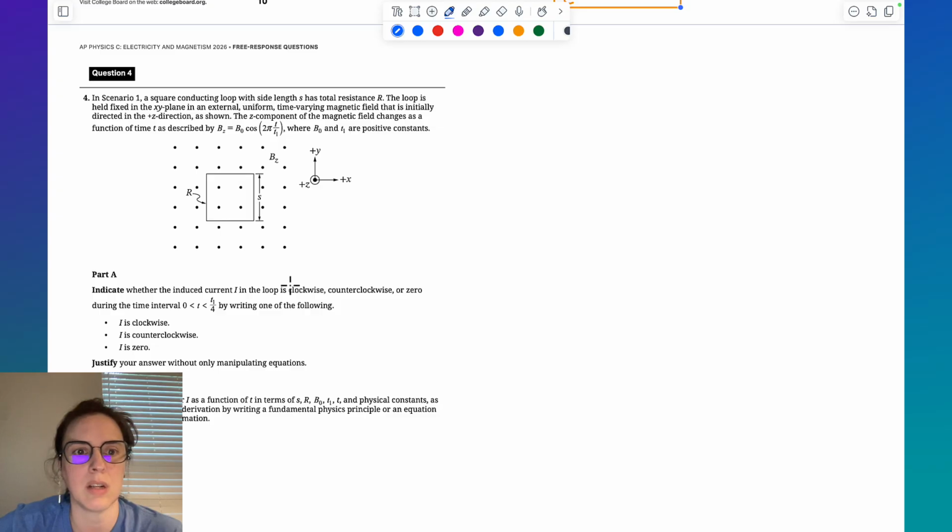Indicate whether the induced current in the loop is clockwise, counterclockwise, or 0 during the time interval 0 to T1 over 4 by writing one of the following. Okay, so this is going to be a super fun Faraday's law / Lenz's law question. First we're going to figure out whether our flux is going to be increasing, decreasing, or what have you in that time interval. So we're going to want to look at the guts of that cosine.